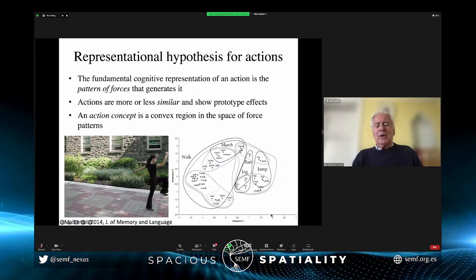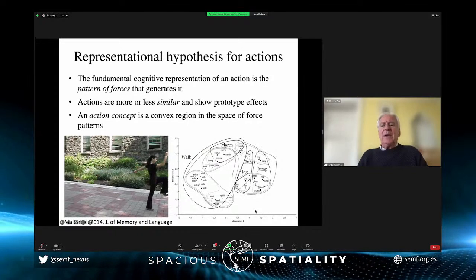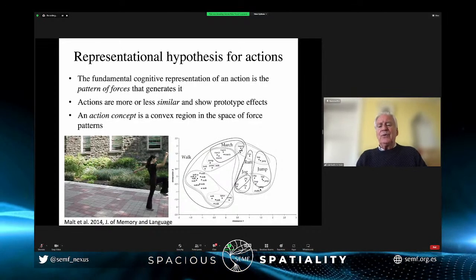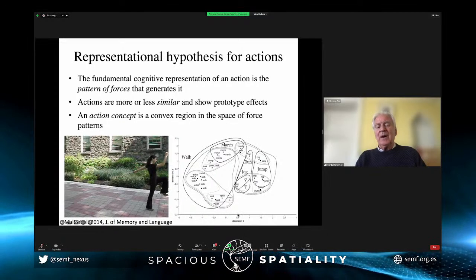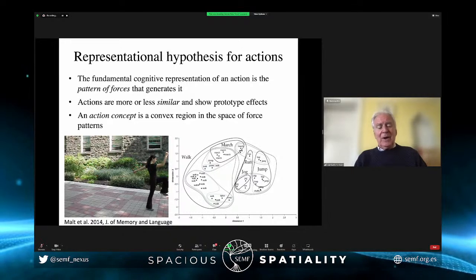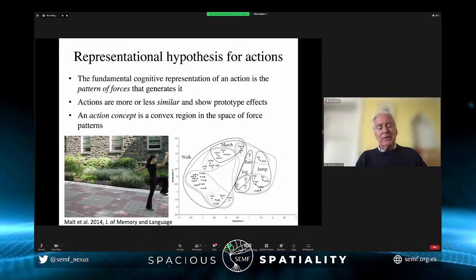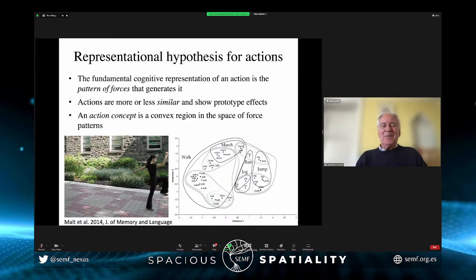And this space is a constructed space, I mean, from multidimensional scaling. So this gives some support. This is an experiment that gives some support to my idea that actions are categorized by force patterns. And so here you have 36 examples of force patterns. Okay, so that's some background for my thesis.